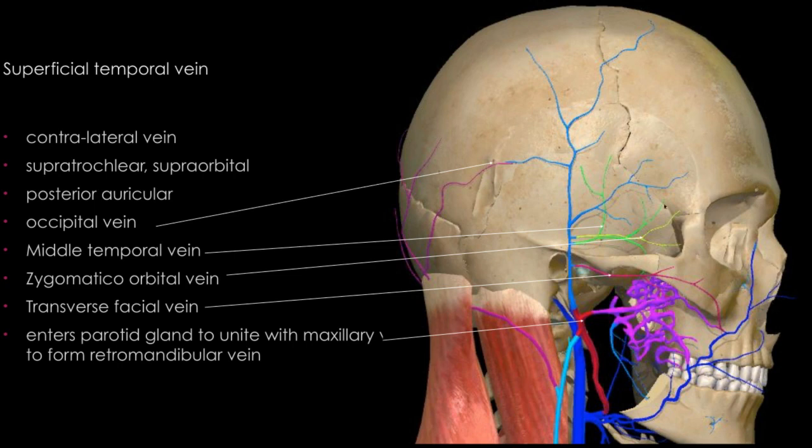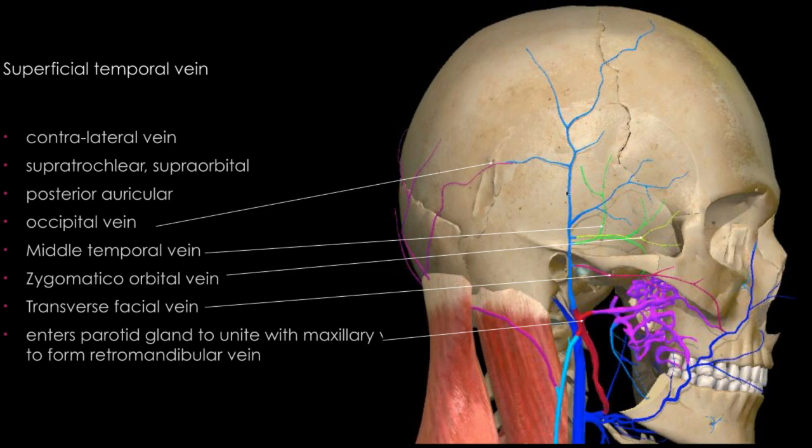The other tributaries it has include the posterior auricular vein. In this picture, the posterior auricular vein is removed. As you have seen before, the posterior auricular vein is somewhere in this region and it joins the external jugular vein. It also receives blood from the middle temporal vein, colored in green in this picture, as well as from the zygomaticoorbital vein. Another vein which drains into the superficial temporal vein is the transverse facial vein.